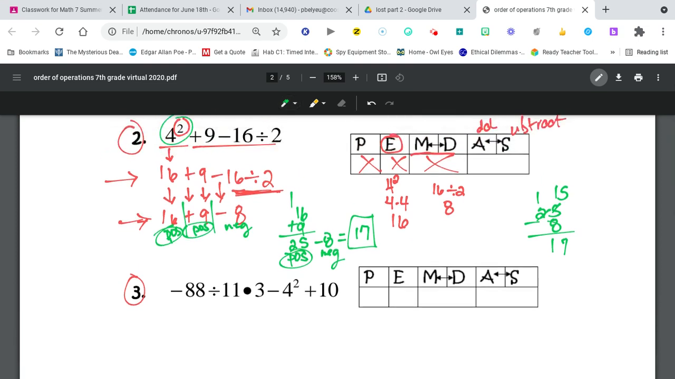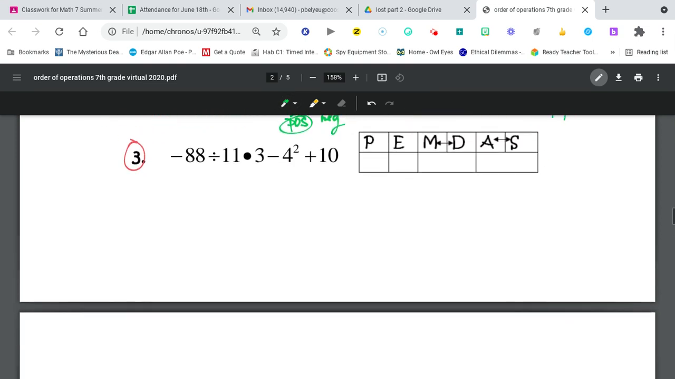All right, on number 3, and I won't be doing all these problems, so you'll see some circled. I'll only be doing the ones that are circled. You're going to do the same thing on your practice. You won't be doing all the problems on the practice. You're only going to be doing the circled ones. Okay, you're going to first of all check to see if you see parentheses. Well, no parentheses, so cross it out.